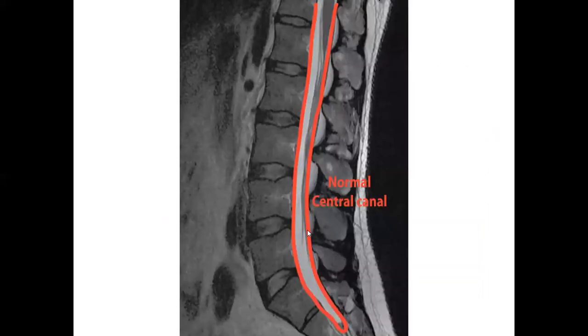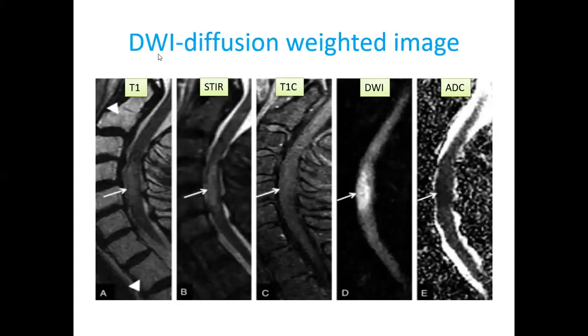If you see the normal lower part of the spinal cord and central canal, you can see here the conus medullaris, and these are the cauda equina. You can see the spinal cord ending here. So another is the diffusion weighted image. This is a T1, that is a STIR sequence. The lesion is hyperintense. T1 contrast, not much contrast enhancement. Diffusion weighted image, you can see two sequences, diffusion weighted image and ADC. In ADC, you can see this is white, CSF is white, here in DWI CSF is black. So there is a hyperintense lesion, so it looks like there is a diffusion restriction.